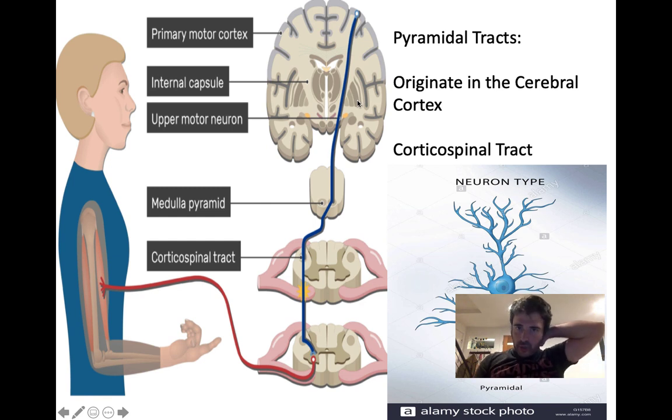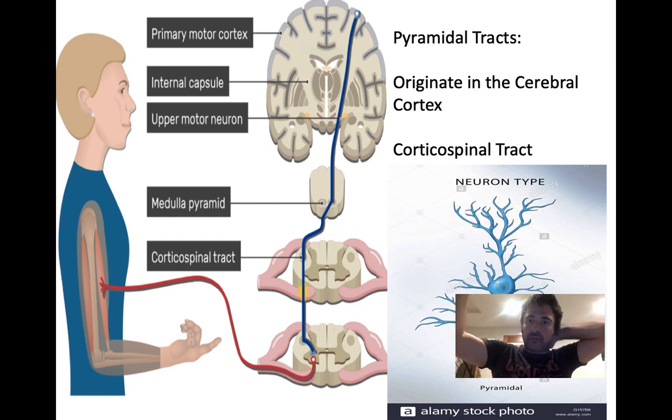Now, a couple of tracts you need to know. The way we name a tract is we always name tracts based on their point of origin and their point of termination. So the corticospinal tract has a point of origin in the cerebral cortex, which is a conscious center in your brain, and a point of termination in the spinal cord.